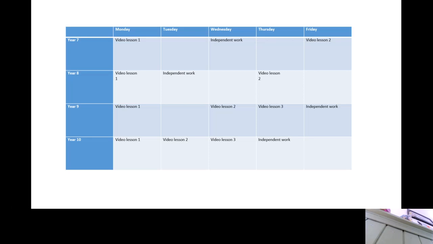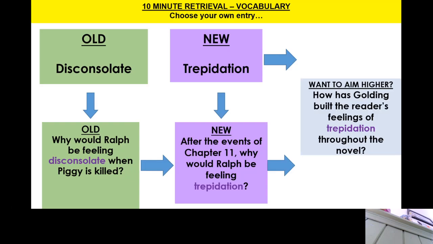So we are going to start, as always, with some vocabulary. We are going to start with disconsolate. Now, this is a word that we did quite a few terms ago, which is quite a tricky one. So I'm going to help you out and give you the definition, although if you want to pause the video and come up with your own definition, obviously you can. If you're feeling disconsolate, then you're incredibly distressed and unhappy. So why would Ralph be feeling disconsolate when Piggy is killed? So you can pause the video and answer that question.